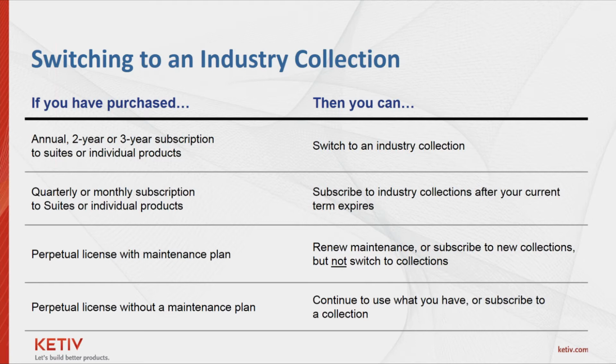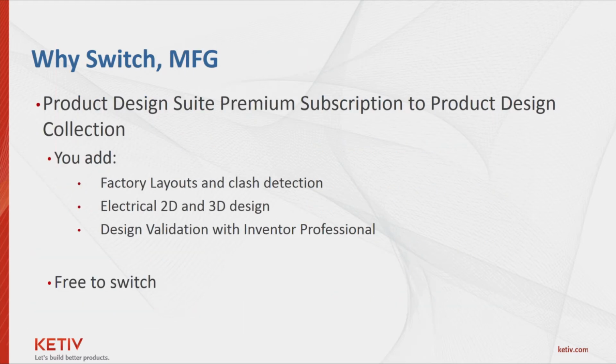Now let's go into an example here. We'll do one for manufacturing, doing a suite, and then looking at if you were more interested in, if you use Revit or Civil 3D for your designs. So the first one, manufacturing. If you're watching this and you're on a Product Design Suite Premium subscription, for example, you can switch to a Product Design Collection, and that's a free switch. So there's no additional cost to switch from a Premium subscription to Product Design Collection.